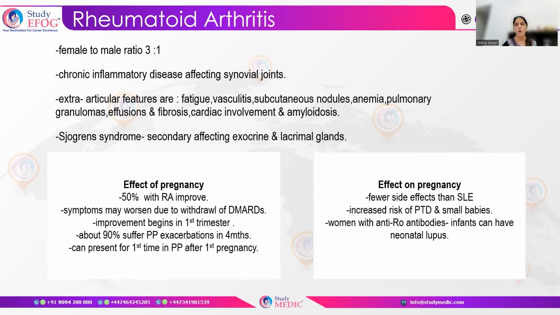What is the effect on pregnancy? So, rheumatoid arthritis has fewer side effects than SLE. There could be an increased risk of preterm delivery and small babies. And for women who have anti-Ro antibodies, infants can have neonatal lupus.